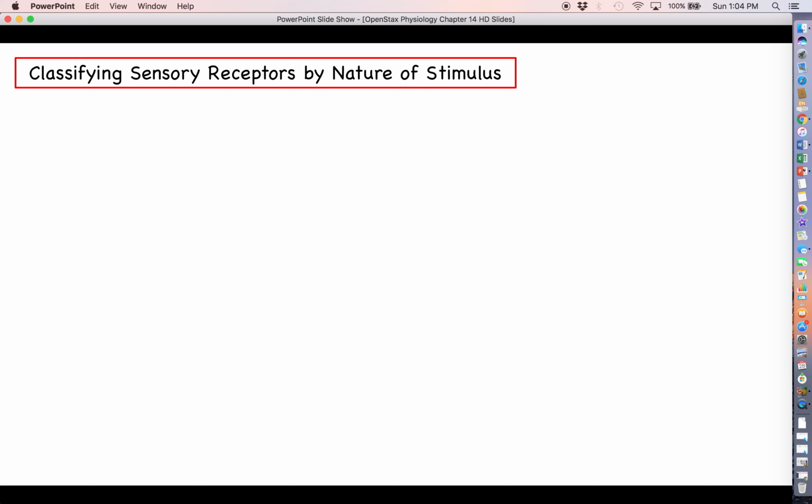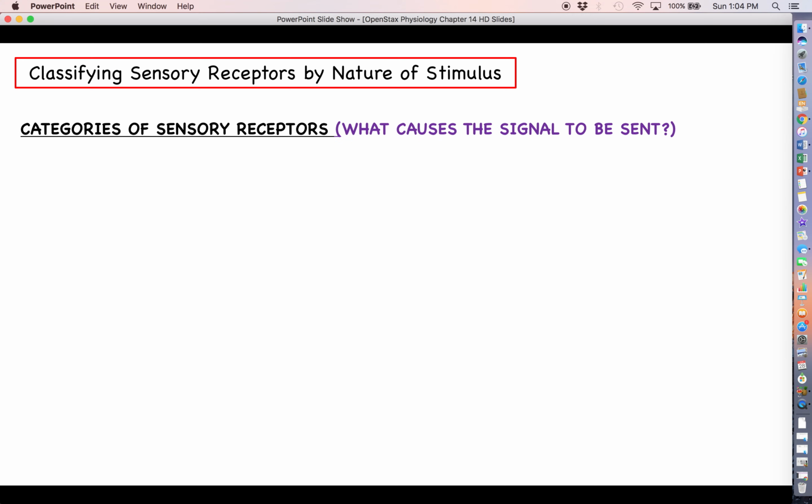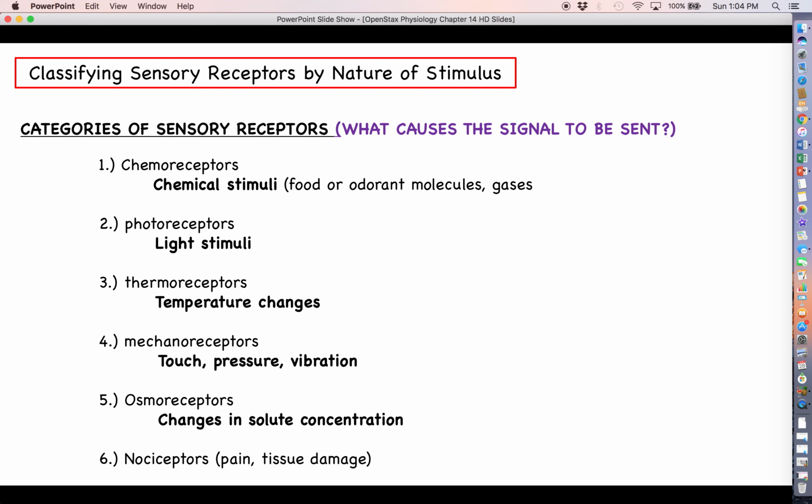Okay, so on the previous slide when I said this is going to be the most useful way of classifying receptors, this slide is what I meant it for, so I apologize for the confusion. Classifying sensory receptors based on what the stimulus is by far going to be the most useful thing that we can do here. So basically the question we're asking here is ultimately what causes the sensory neuron action potential to be fired, right? So these are the general categories here.